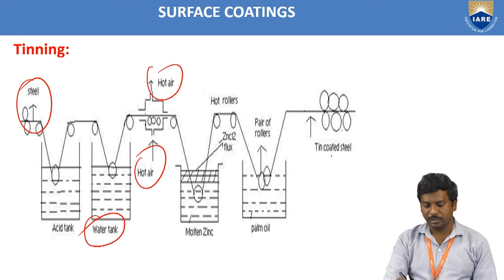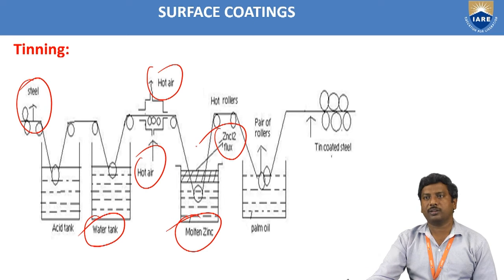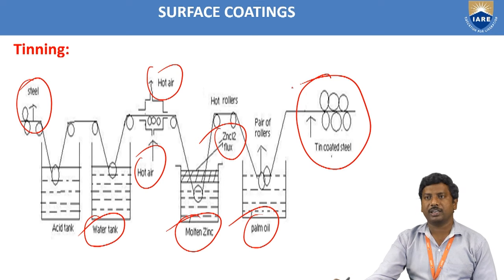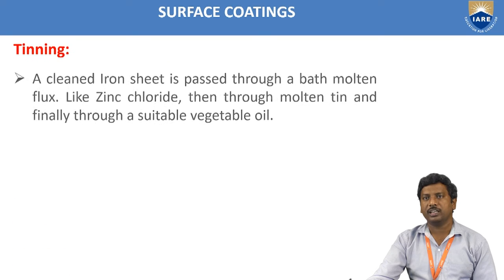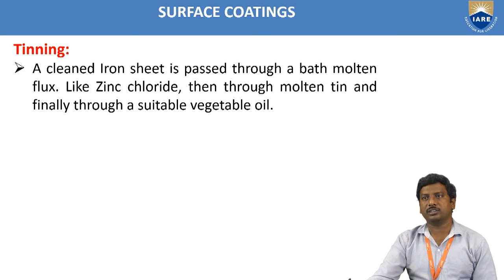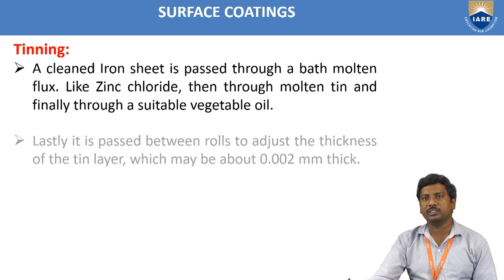After that it will be in the presence of molten tin, because the zinc chloride flux is present. Then hot rollers pass it through a pair of rollers in the presence of palm oil. Finally, we get a tin coated steel material. So this is the process of tinning. Now we see a cleaned iron sheet is passed through a bath of molten flux, that means a zinc chloride solution, then through the molten tin, and finally through a suitable vegetable oil.